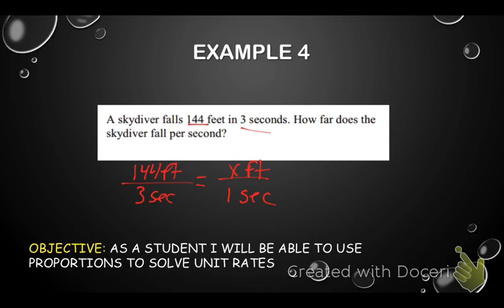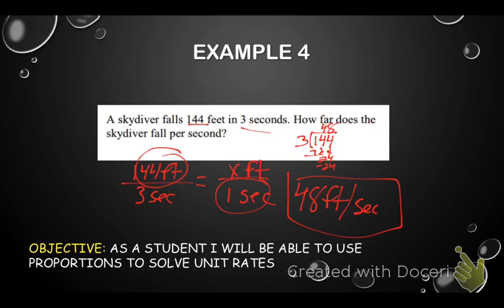How would we solve that? Well, we can do the cross multiply and divide method, which is 144 times 1, which is 144. I'm going to write that up here, 144, and we're going to divide that by 3. This time I might actually have to do that. So 4, and that would be 48 is our answer. So 48 feet per second. Sometimes you'll see a little fraction bar there. That means feet per second, same thing. So 48 feet per second. There we go. That's our label.